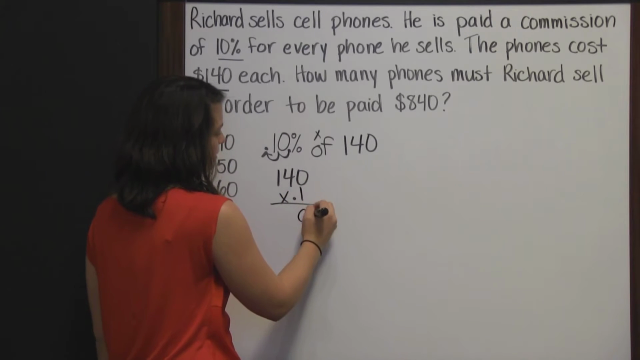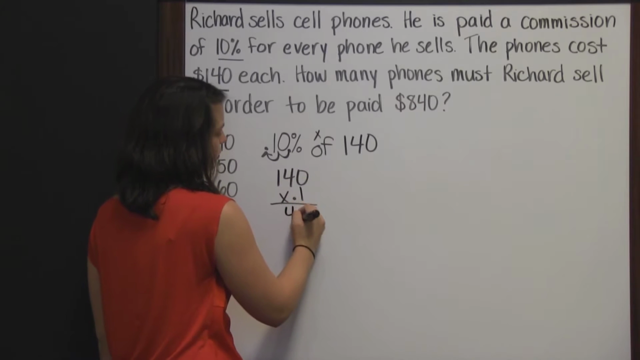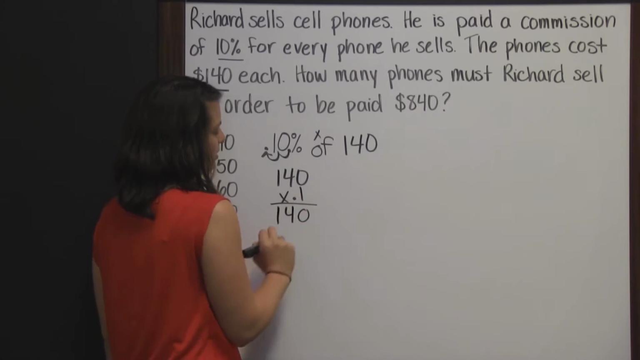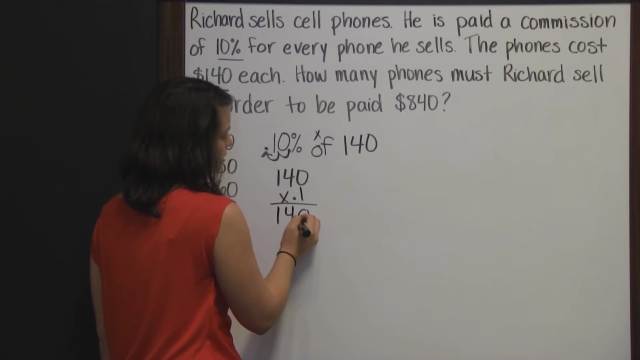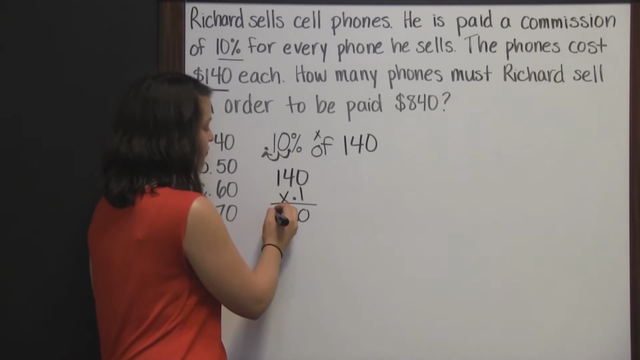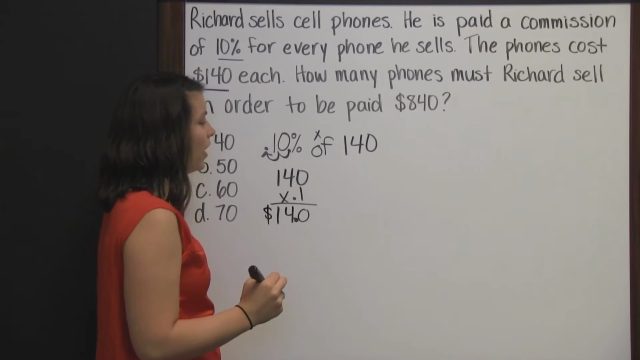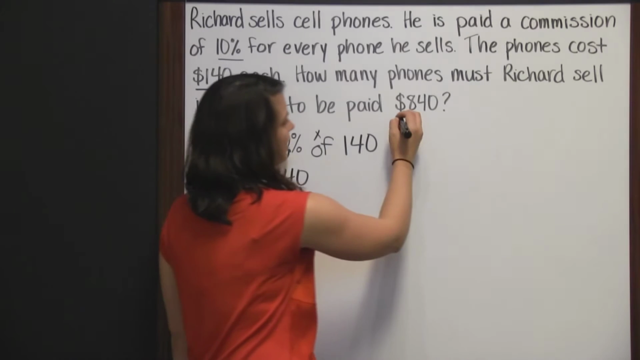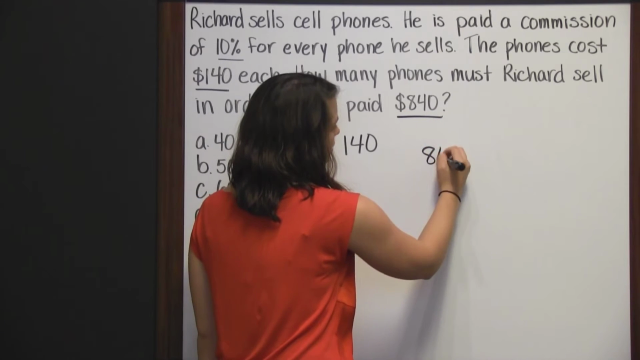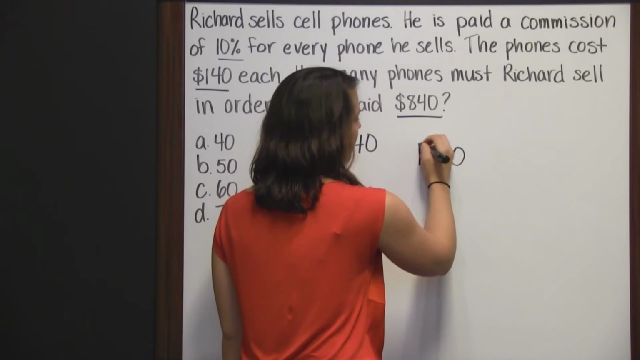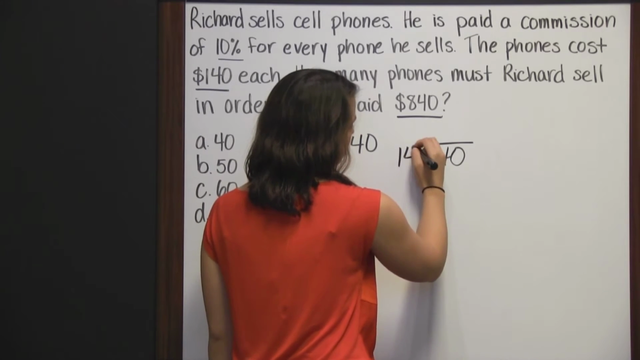1 times 0 is 0, 1 times 4 is 4, 1 times 1 is 1. We have 1 number behind the decimal, so our answer should have 1 number behind the decimal. So that means that he's making $14 for every phone he sells. And if he wants to be paid $840, then we need to take that $840 and divide it by $14.